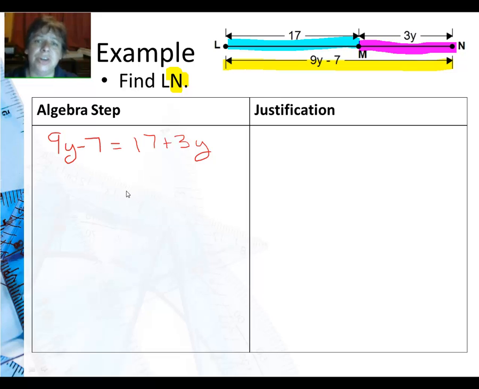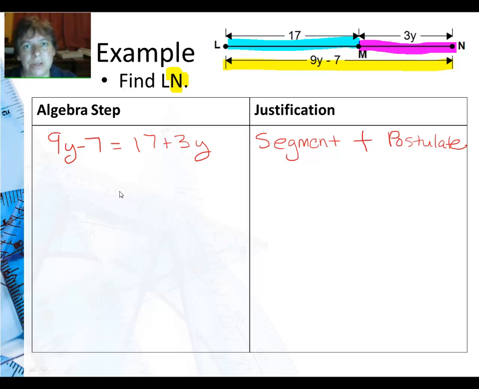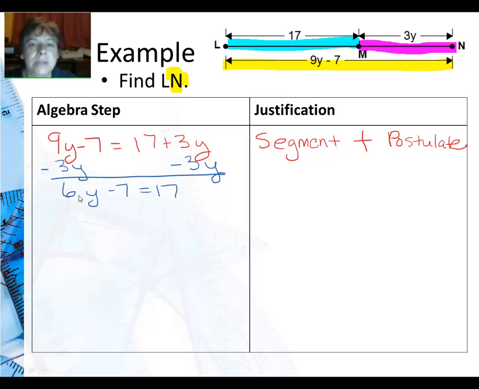Our justification, our reason that we can write this, is because of the segment addition postulate. So you might want to start remembering some of the names of the more popular postulates. This is a good one, and that's a justification for setting up an equation. Now, I really want to solve for y, because if I'm going to find LN, you can see it's related to how big y is. So first of all, I need to isolate y, get it by itself. I have more y's over here, less over here, so I'm going to take minus 3y from both sides, which gives me 6y minus 7 equals 17.